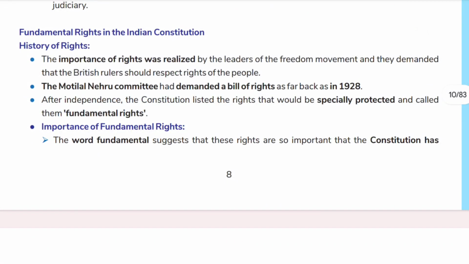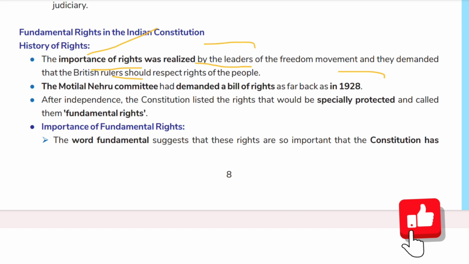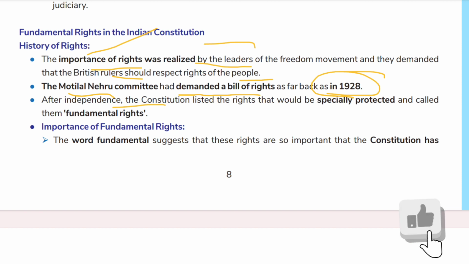The fundamental rights in the Indian Constitution. History of rights. The importance of rights was realized by the leaders of the freedom movement and they demanded that the British rulers should respect the rights of the people. The Motilal Nehru Committee had demanded a Bill of Rights as far back as in 1928. After independence, the constitution listed the rights that would be especially protected and called them fundamental rights.